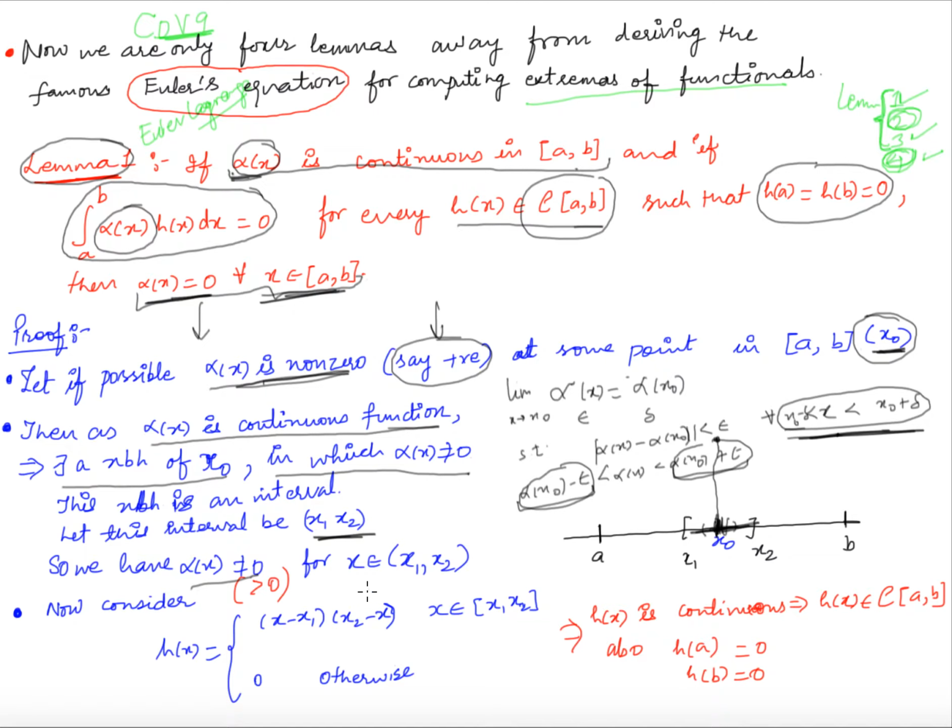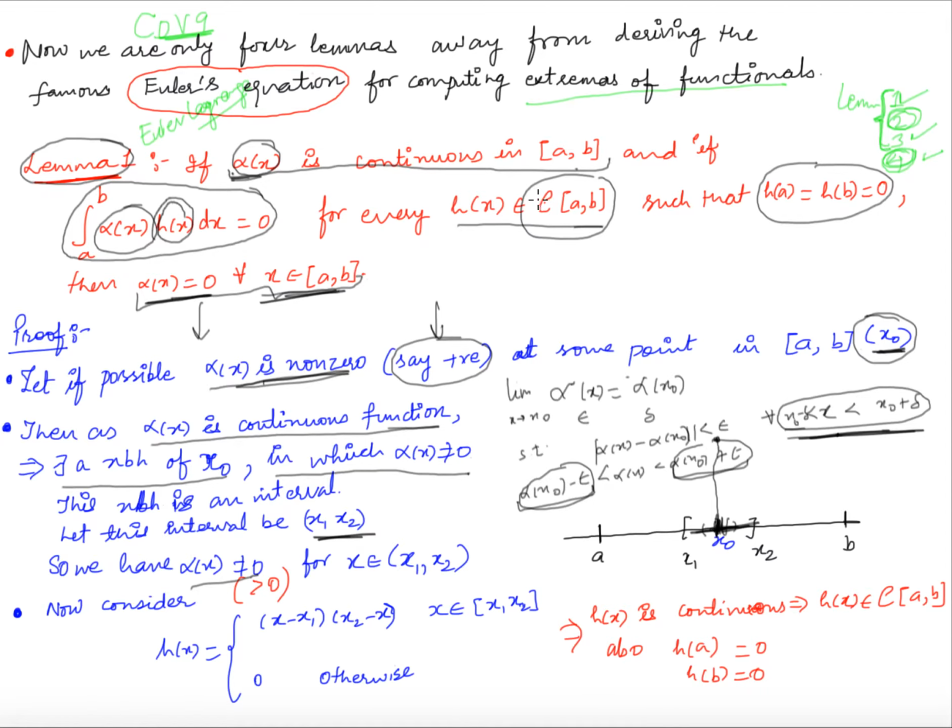Now this thing is true: this integral is equal to 0 for all hx which are continuous and satisfy these boundary conditions. So I am constructing a particular hx which is continuous and which is 0 at the boundaries. So see, we assumed the condition that alpha x is non-zero at x naught, and we have obtained this x1 and x2. So I am defining my function hx like hx is a function which is non-zero in this interval x1 to x2 and 0 everywhere else.